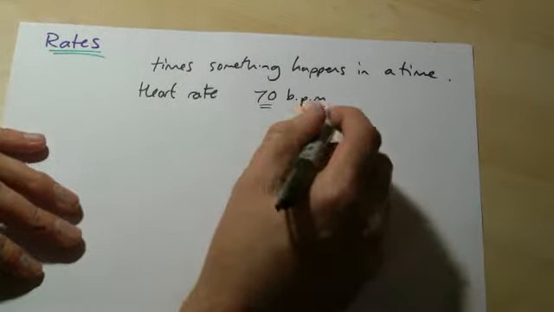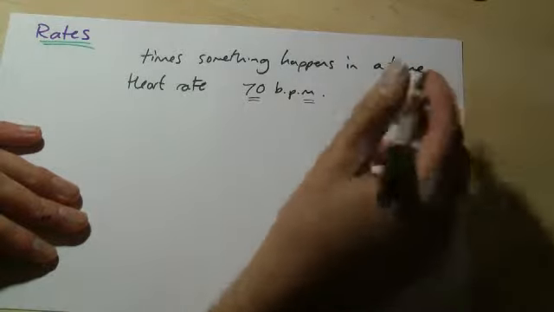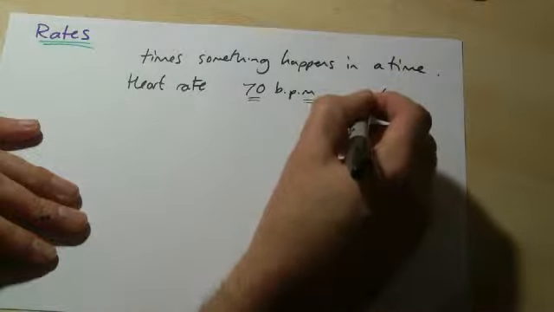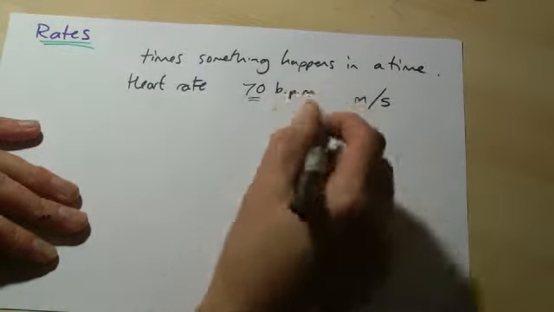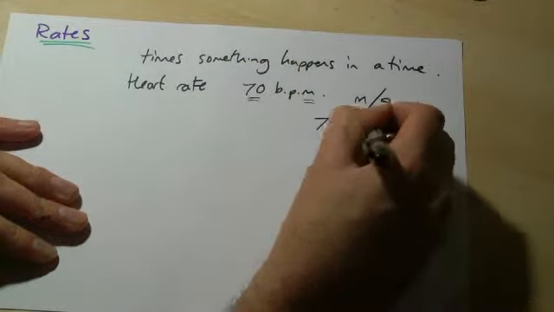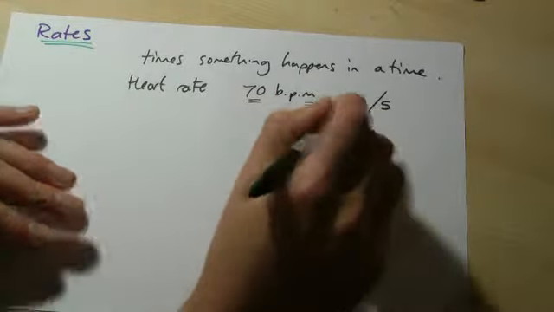Now remember that we can write per like this as a slash, because when we do things like meters per second, which actually means meters divided by seconds. So we could, I suppose, write 70 beats per minute like this. We could write 70 beats per minute. Okay, and that'll become important to us later on.